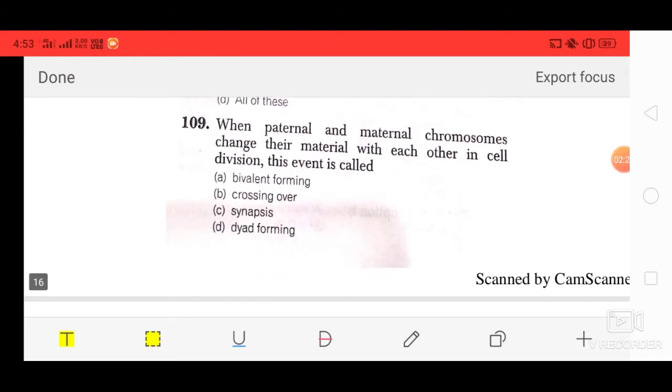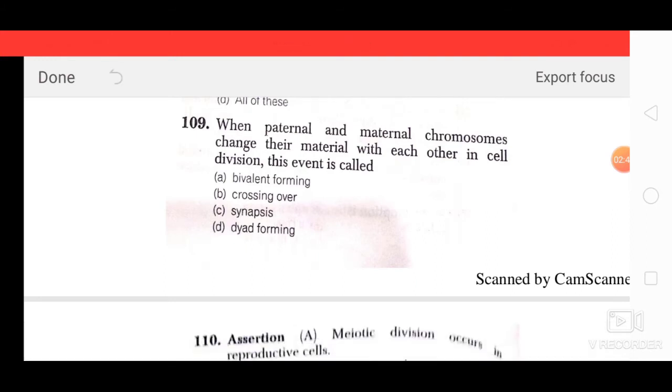Next question is: when paternal and maternal chromosomes change their material with each other in cell division, then this event is called. Chromosomal crossing over is the exchange of genetic material between homologous chromosomes that results in recombinant chromosomes. It occurs in prophase 1 of meiosis. So the correct answer of this question is option B, that is crossing over.